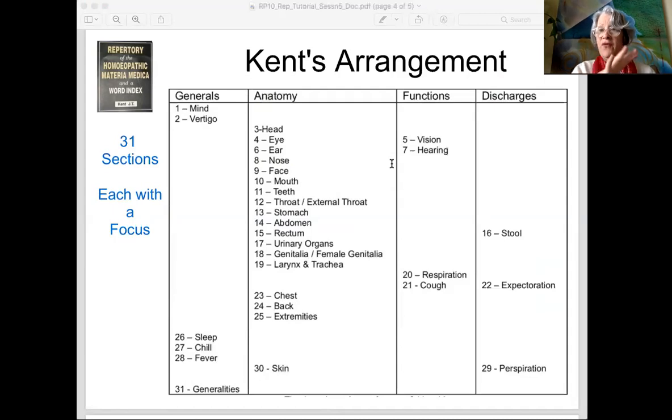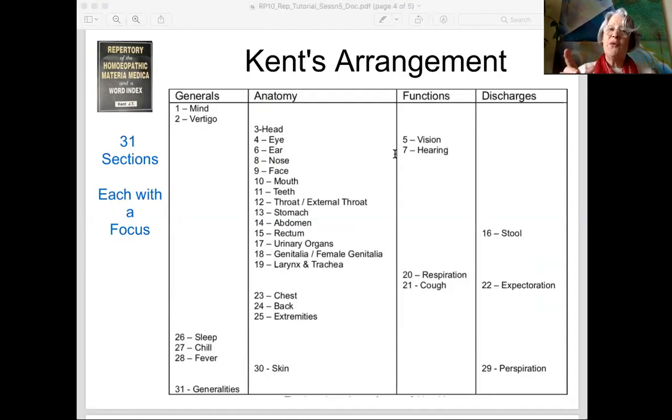Right, it starts with face discoloration, and then it goes into colors. And you'll notice that Kent uses the color blue or bluish for purple. During his era, there was not a common description for purple. It was always described as bluish. So you just have to make that compromise.